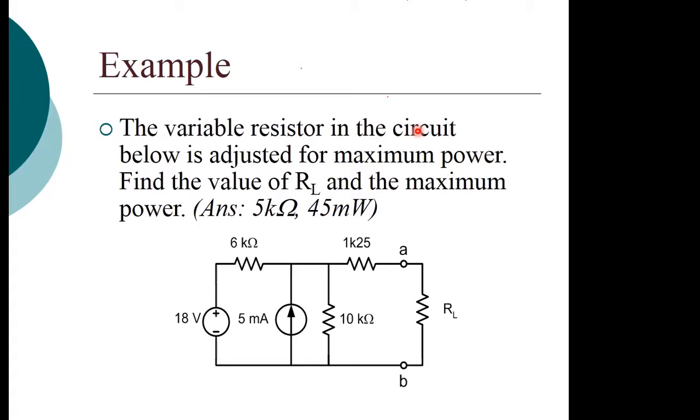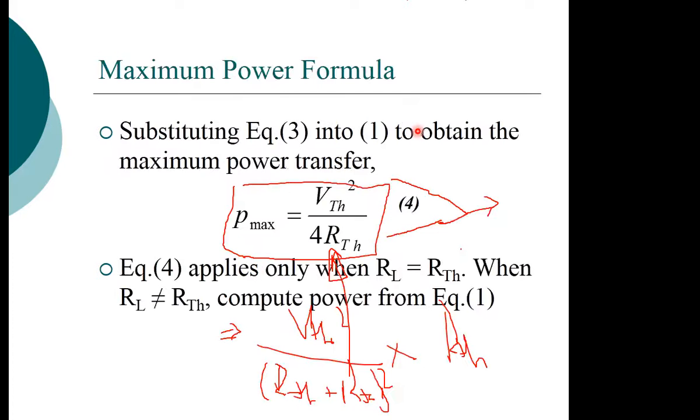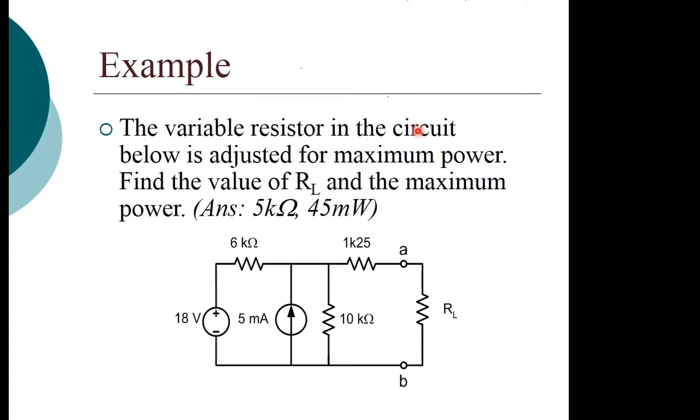We have our 5 kilo ohms, right? And the power that we need will be P max, which is equal to V Thevenin squared over 4 R Thevenin. So we have 30 squared over 4 times 5, and we are getting 30 squared, that's 900 volts over 20 kilo ohms.